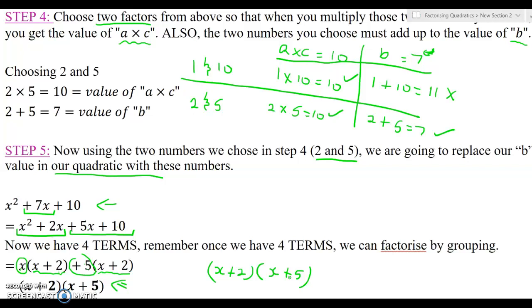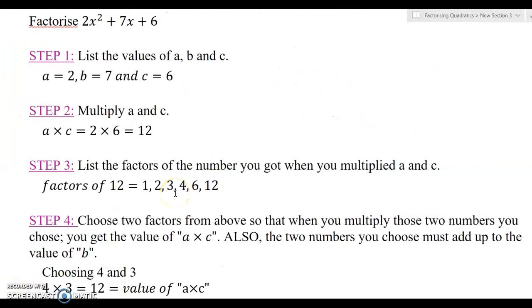If you want to double check your answer, you could remove your brackets, expand the brackets, and you would see you would get back x squared plus 7x plus 10, which was the original sum, right? Now we're doing another question. Hopefully it's a little bit easier.